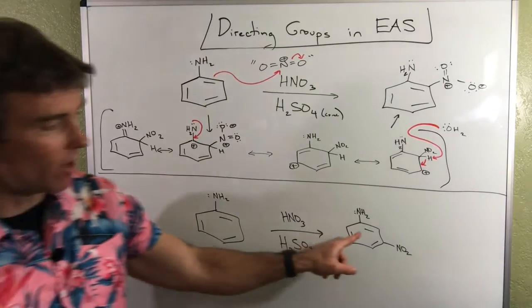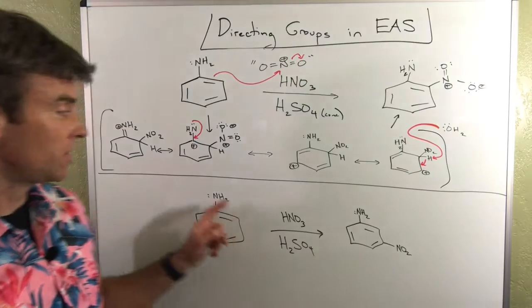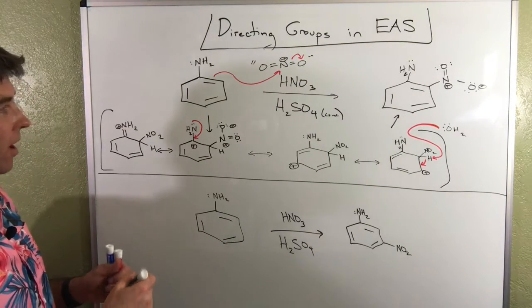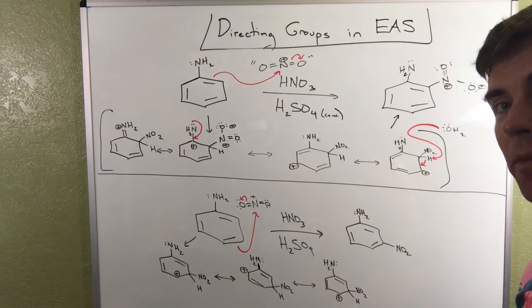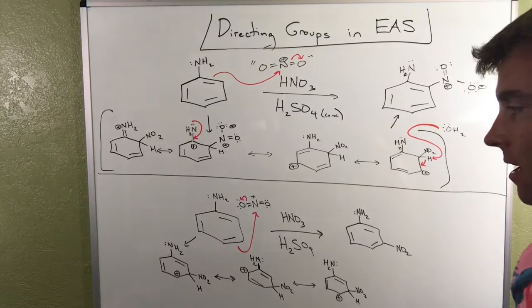So this is the one that does not happen, right? It's the meta substitution onto this aniline. So let's go through all the same resonance forms that I just showed you. Okay, so hopefully that isn't too small and you can actually see something.